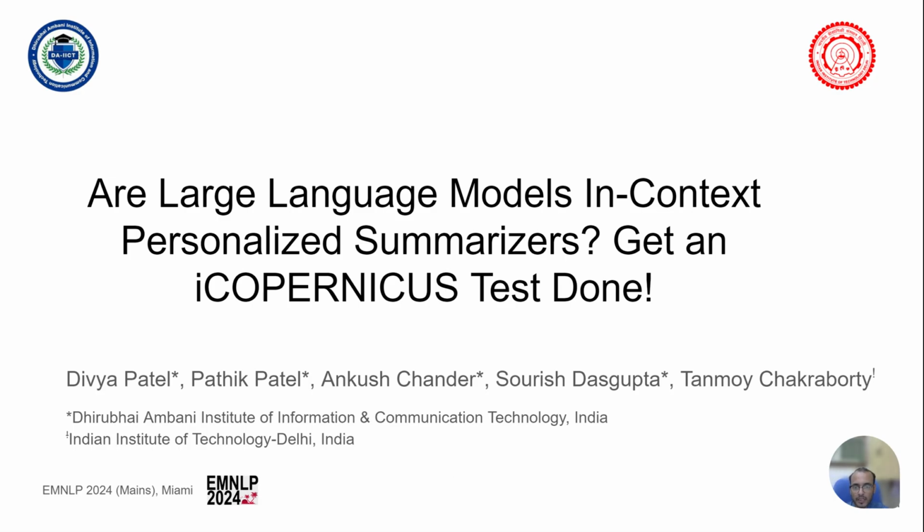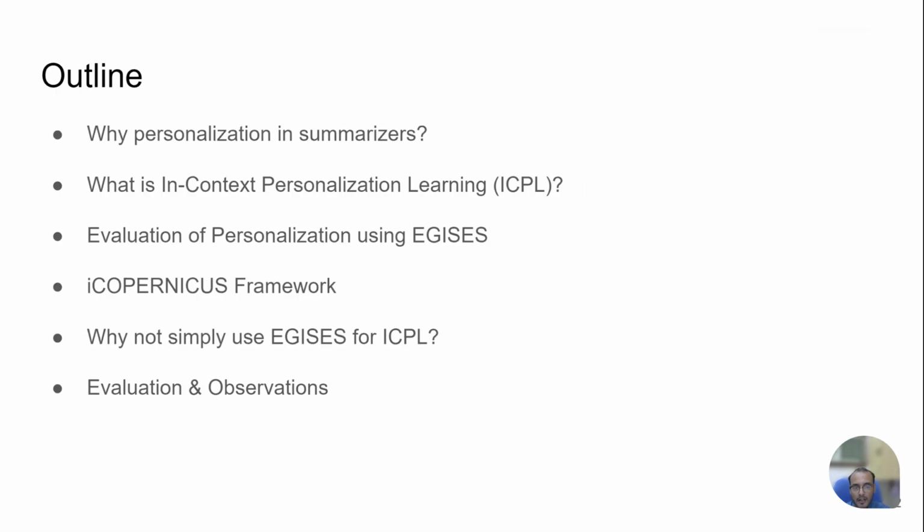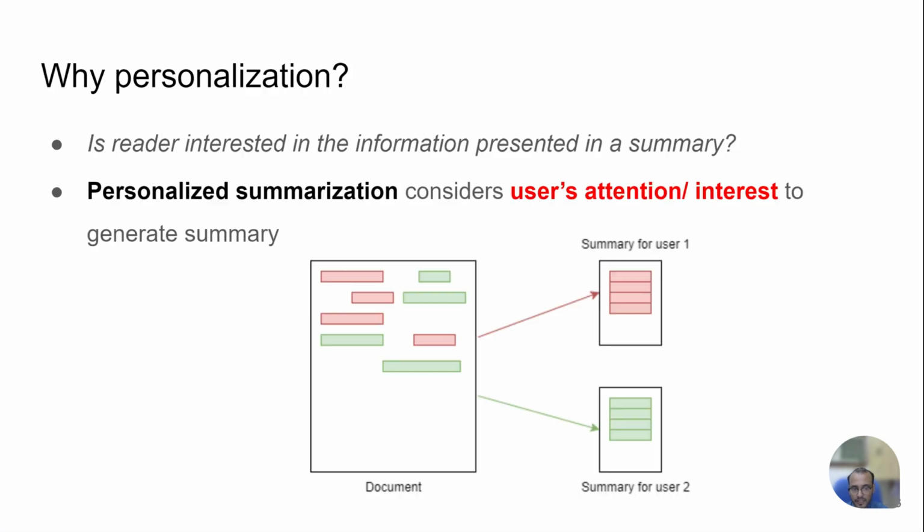The title of the work is Are Large Language Models In-Context Personalized Summarizers? Get an iCOPERNICUS Test Done. So the outline would be: why personalization in summarization, what exactly is in-context personalization learning, contrasting the iCOPERNICUS framework with some existing work on evaluation of personalization, and then finally some results.